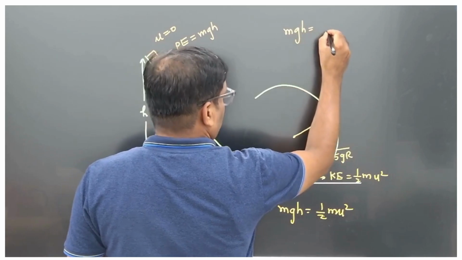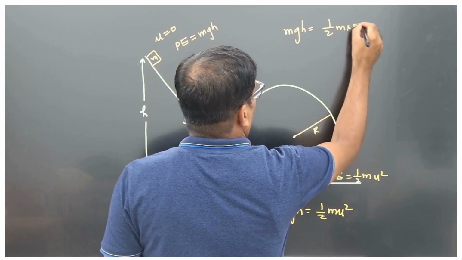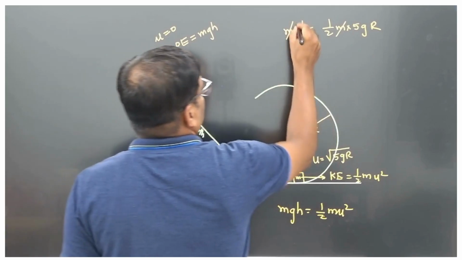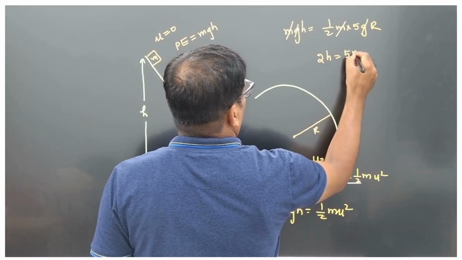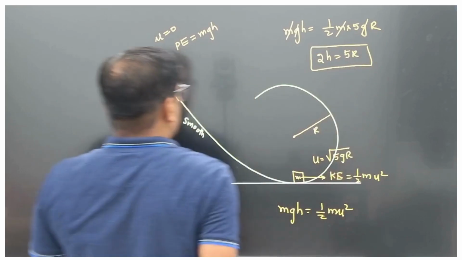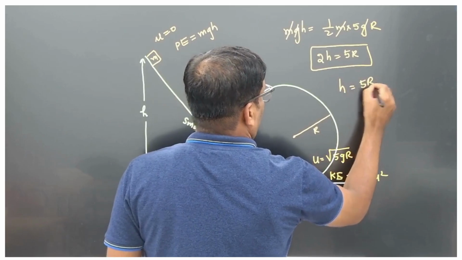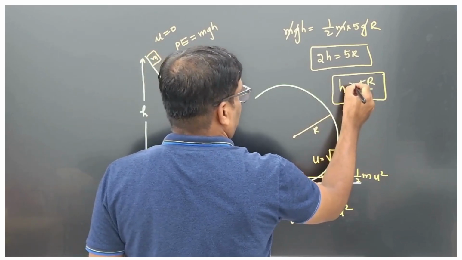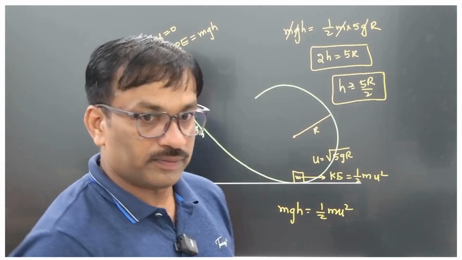mgh is equal to half m into u square, whose value is 5gr. So m gets cancelled out, g also gets cancelled out. Therefore 2h is equal to 5r minimum. So h should be 5r by 2. More than this is also possible. Therefore it should be greater than or equal to 5r by 2.